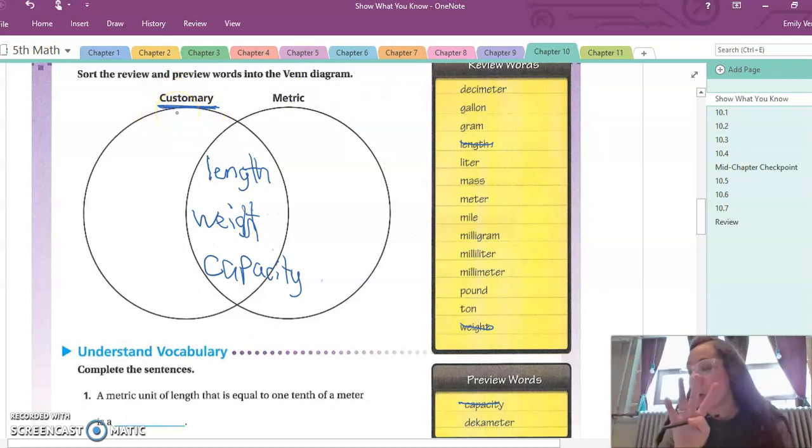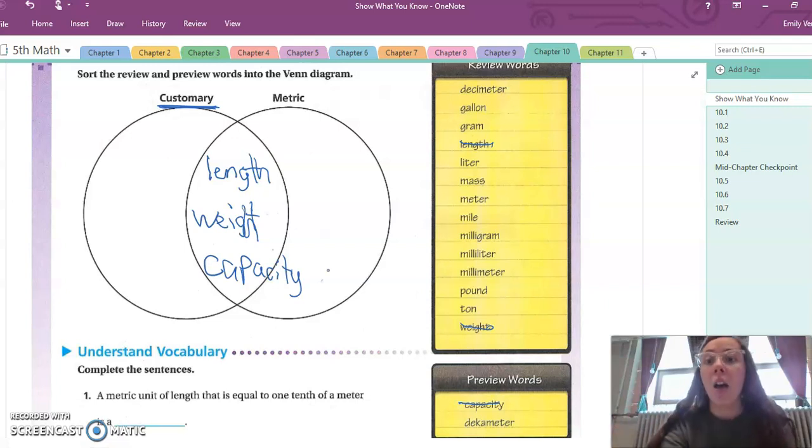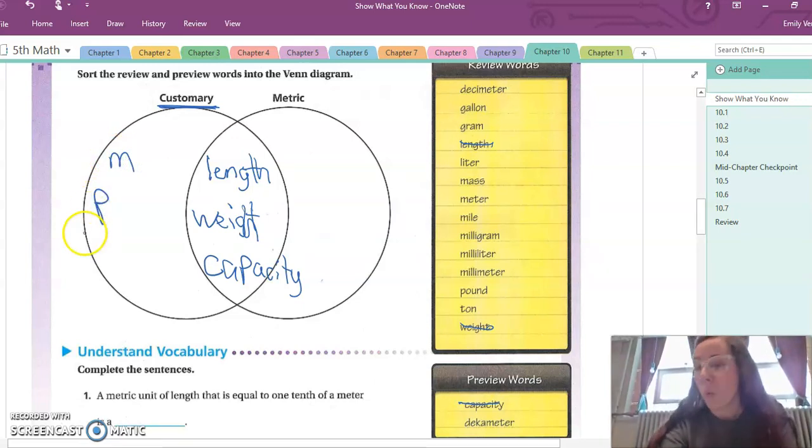There are 4 that fit under customary, and then the rest of them on this list are all metric. I think they're just wanting to tell you the words so that you hear them once. So I'm going to help you out again. Under customary, there's one that starts with an M, one that starts with a P, one that starts with a G, and one that starts with a T. Those are all of the customary units of measurement.